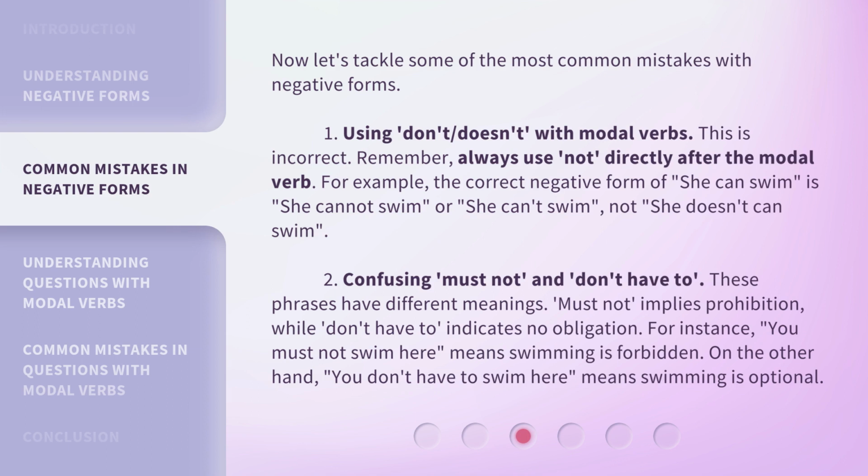These phrases have different meanings. Must not implies prohibition, while don't have to indicates no obligation. For instance, you must not swim here means swimming is forbidden. On the other hand, you don't have to swim here means swimming is optional.